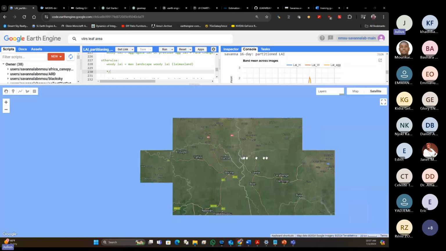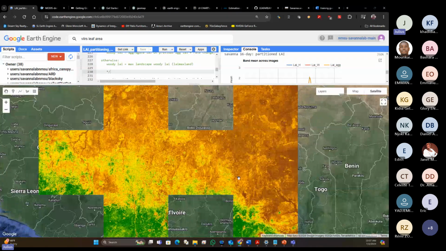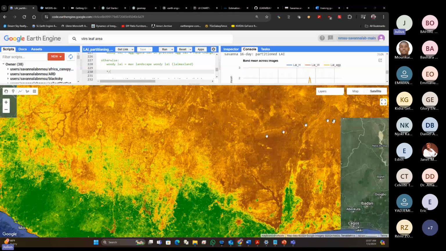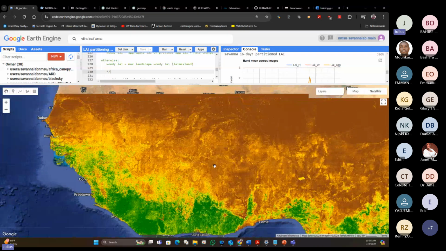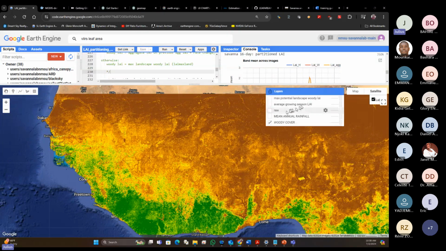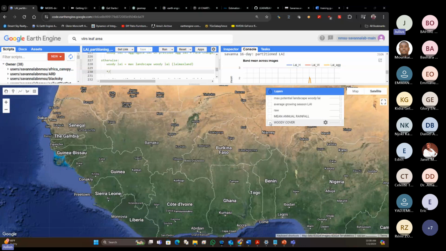Yes, I understand what you mean. Yes, we have work. Okay, so this is the tree cover data. This is our most recent estimate, and we are still trying to finalize this one.